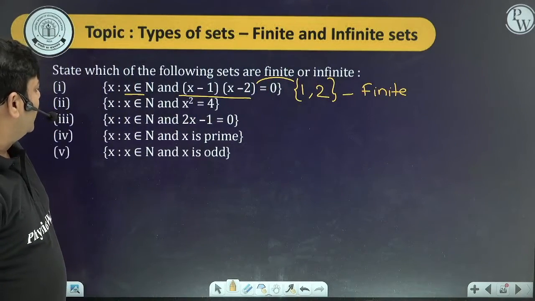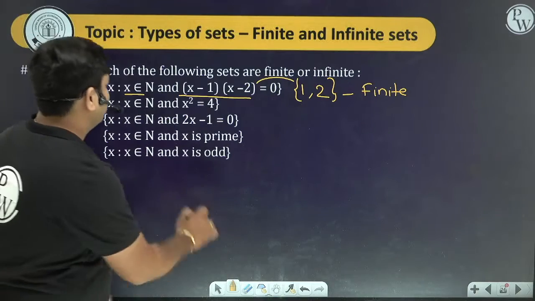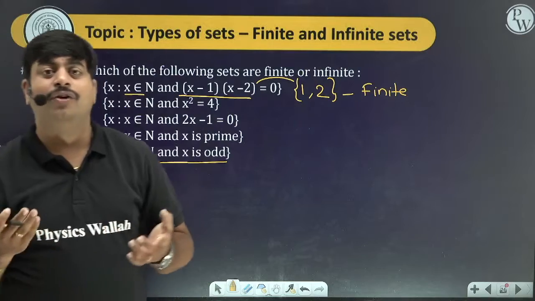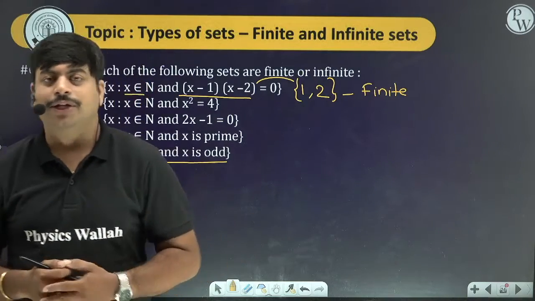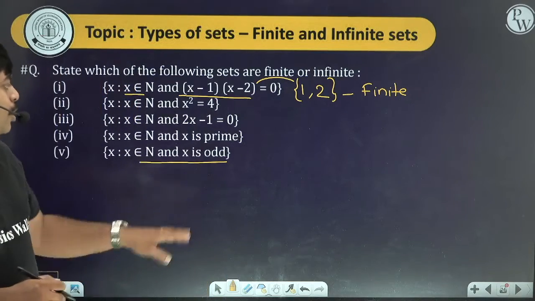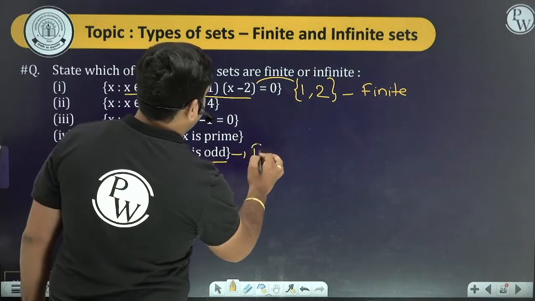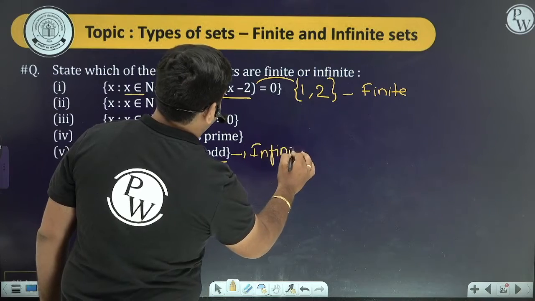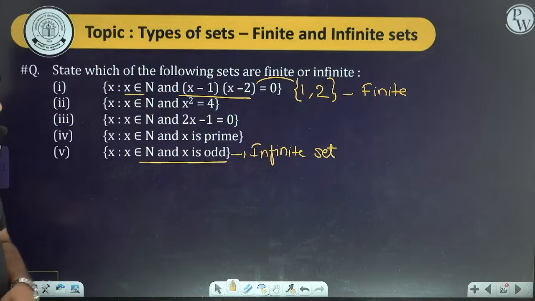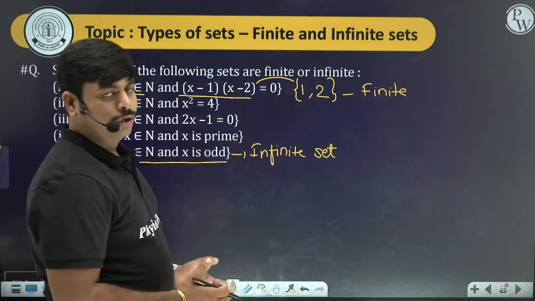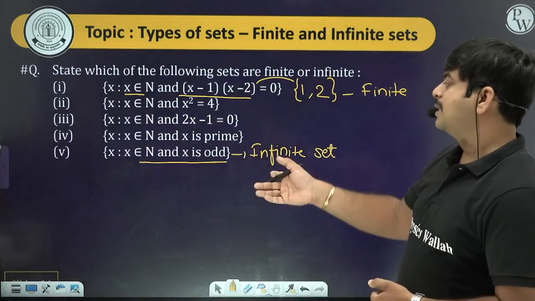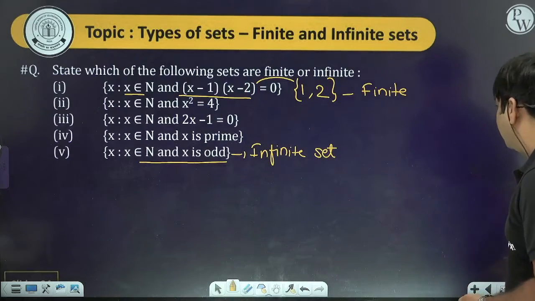Okay. Next, X belongs to natural numbers and X is odd. Odd natural numbers: 1, 3, 5, 7. So where do you stop that? Never. You don't know where to stop. It has infinite elements in that, right? So this particular set is called an infinite set. The remaining things you can try on your own. Okay, so if it has no elements, you can also say it's finite as well as an empty set, right? And if it has infinite elements, you need to tell that it is an infinite set.